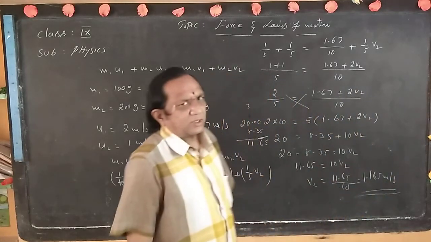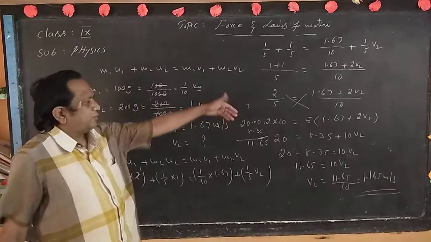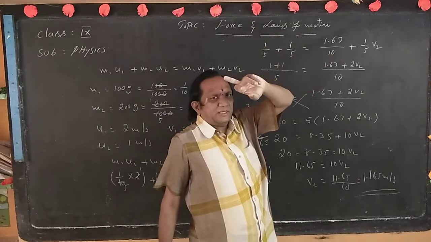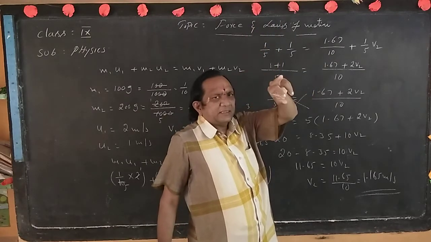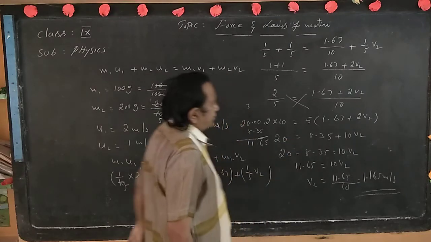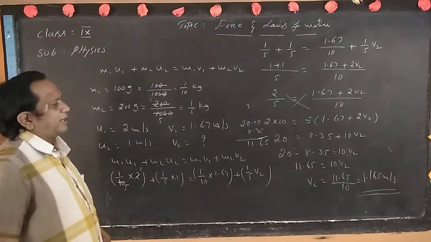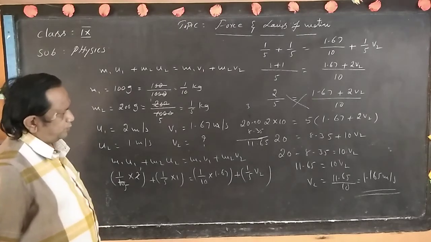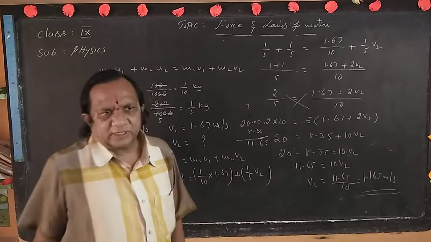So in the previous class, sorry, I made a mistake in the multiplication in the previous video. Please check this problem and share it to correct it. So 1.165 meter per second is the value of v2.